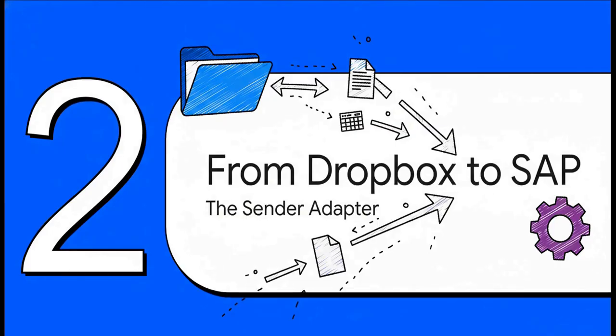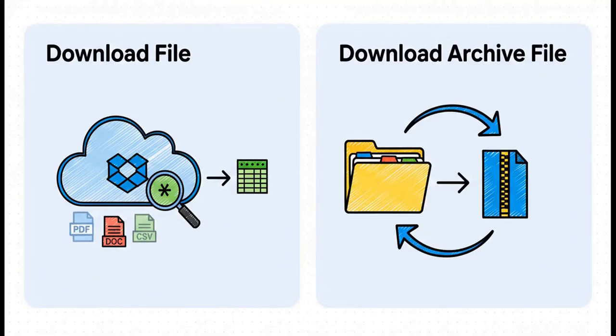Okay, so let's break this down. Starting with that first big job, pulling files from Dropbox. In the adapter's world, this is called the sender role, which makes sense because it's sending files from Dropbox over to SAP. Right off the bat, you've got two main choices.